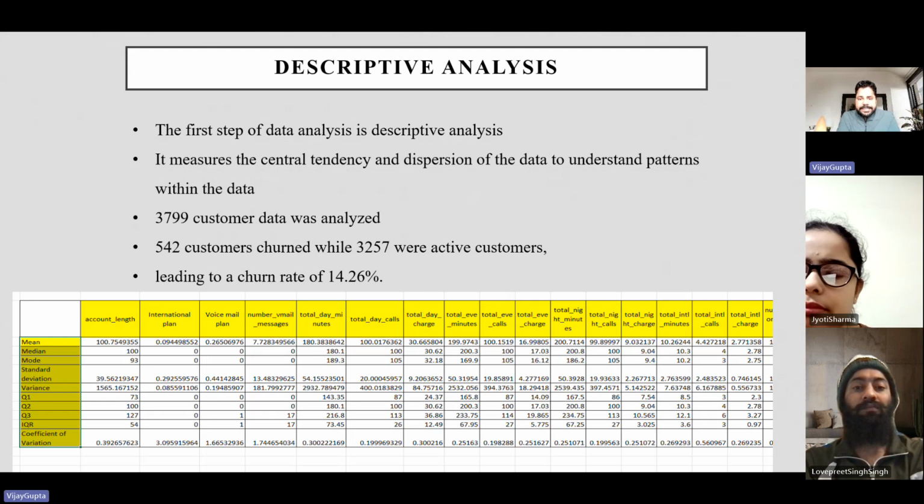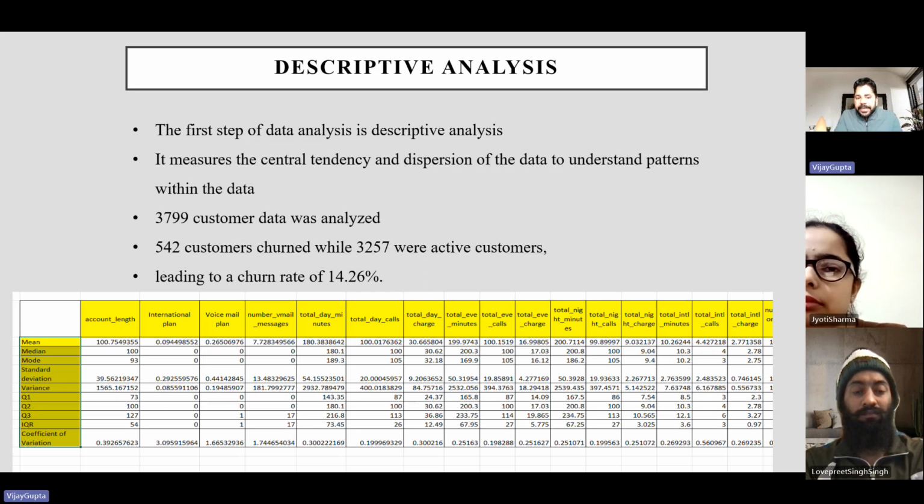For this analysis, first of all, we are going to discuss the descriptive analysis. The first step of data analysis is a descriptive analysis. It measures the central tendency and dispersion of the data to understand patterns within the data.